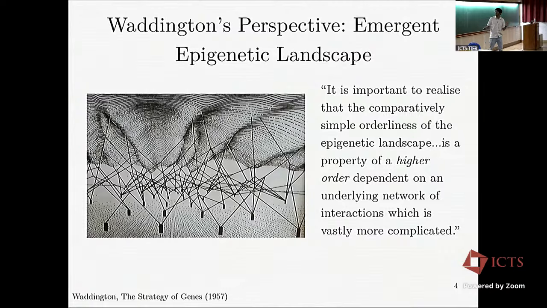And I want to mention, this is a quote from his Strategy of the Genes, where he says it is important to realize that the comparatively simple orderliness of the epigenetic landscape is a property of a higher order dependent on an underlying network of interactions which is vastly more complicated. And I think this is significant because it's clear that what he is thinking about is what we would today call an emergent description. I think he was thinking about the landscape very clearly, as in many other places, as some sort of emergent description of how these cells are taking their fate.